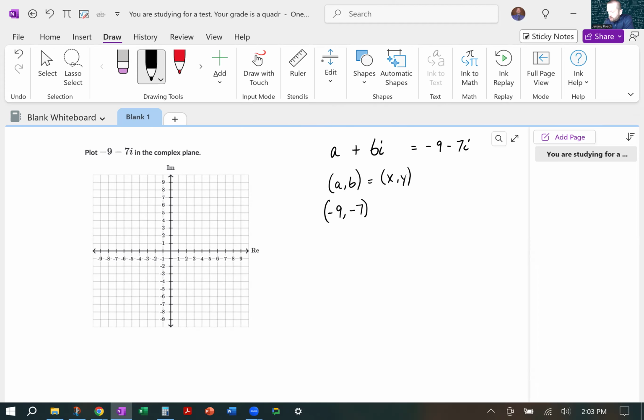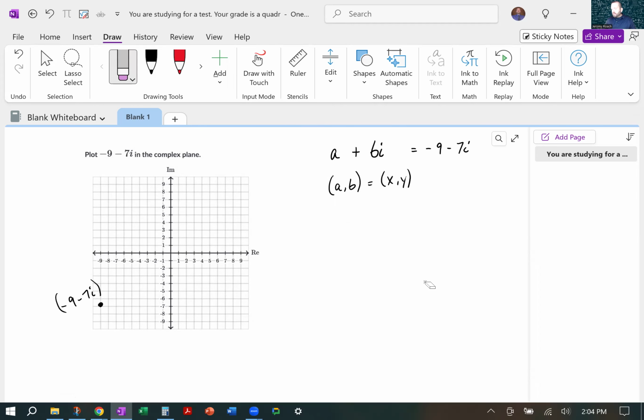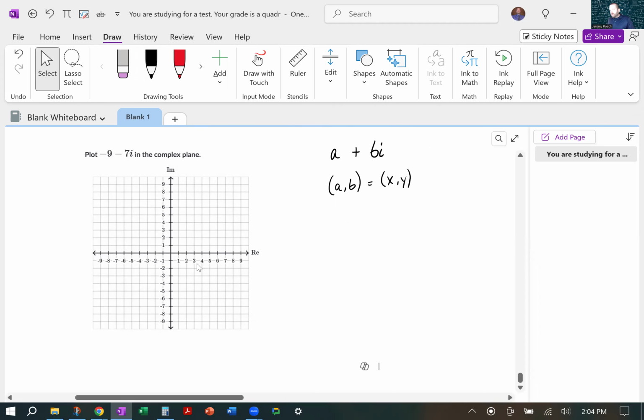So we're going to go to negative 9 and negative 7. There's negative 7. And that's our coordinate, negative 9 minus 7i. This is definitely something you're going to see in pre-calculus, maybe a little bit of physics as well, using the complex coordinate grid system. That's pretty much it. Oh, I guess we should maybe do one more example because sometimes they just have it in the form of when there's no a or there's no b. So let's do one more of these just in case.